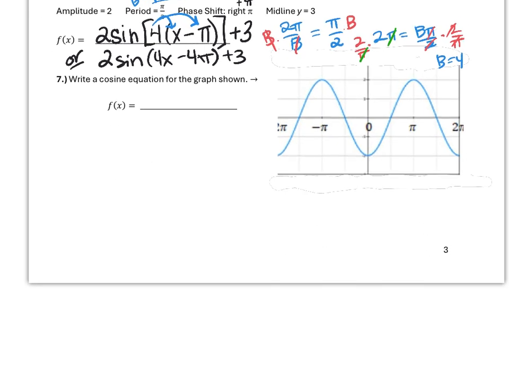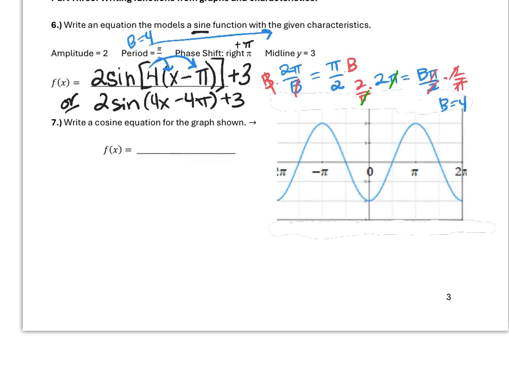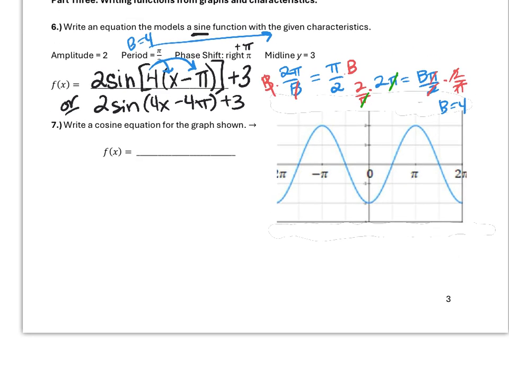Okay, number 7. To write the equation from the graph, we have to do the same thing. So we have to identify A, B, C, and D. The first thing I would do is, it says it wants a cosine equation, so I know that cosine starts high and ends high. First of all, I can see if this is 1 and this is 2, which is sort of hard to see, so I'm going to tell you that that's what it is.